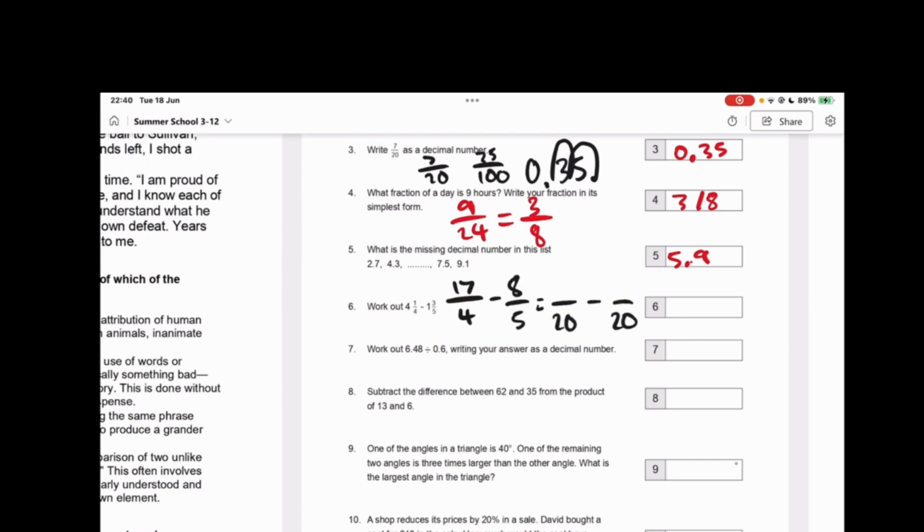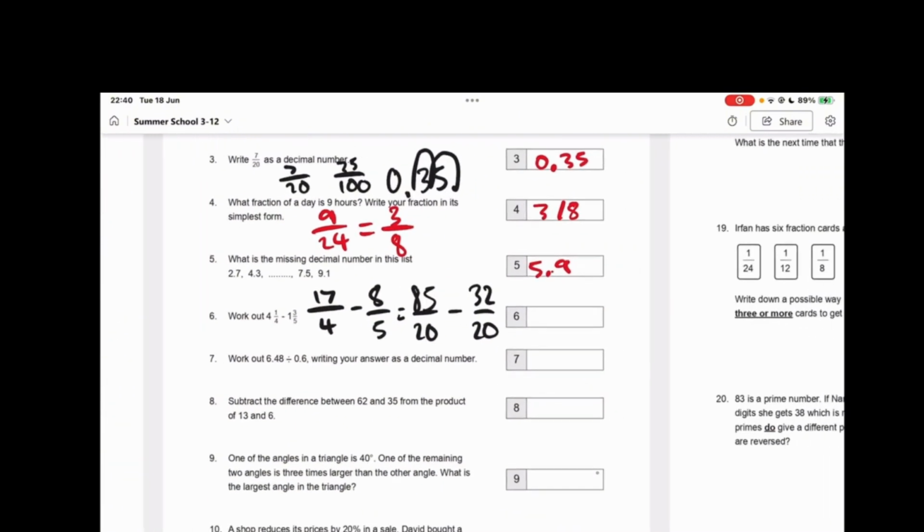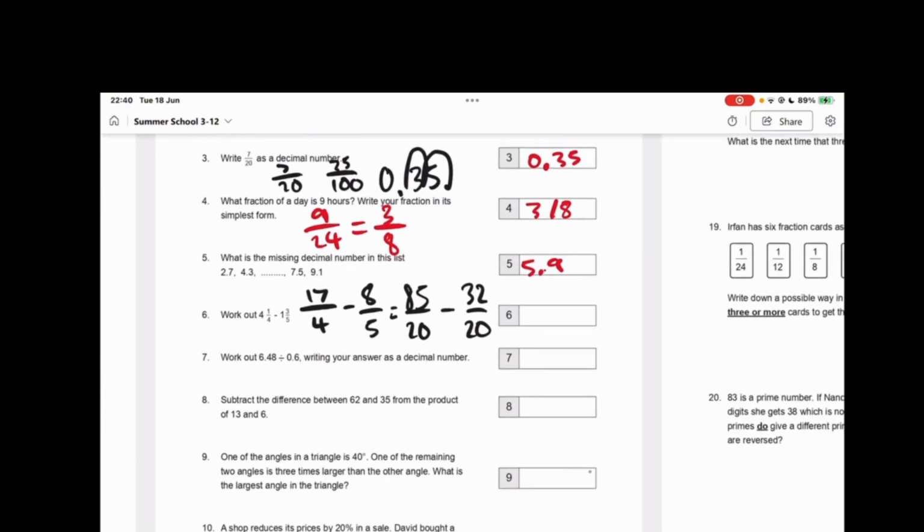So 4 times 5 is 20. So 17 times 5 is equal to 85. 5 times 4 is 20. So 8 times 4 is 32. And then this gives the answer of, well, 85 minus 32 is equal to 53.